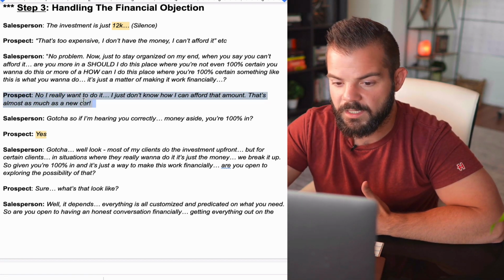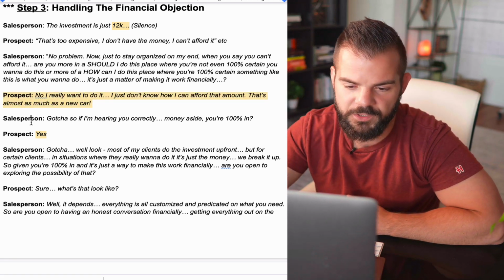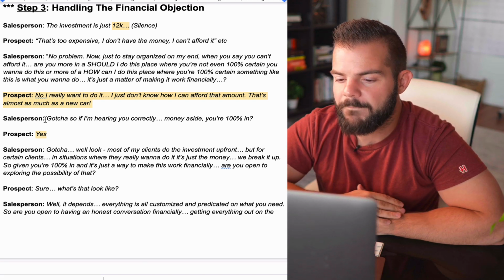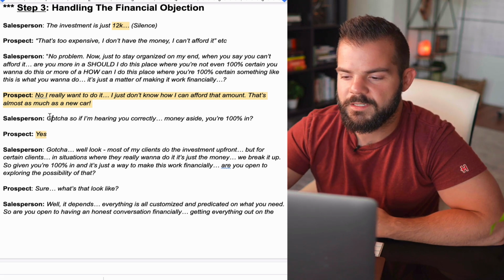So let's say he's like, "No, I really want to do it. You know, I just don't know if I can afford that amount." Salesperson: "Gotcha. So if I'm hearing you correctly, money aside, you're 100% in, okay?" This is a killer language pattern.